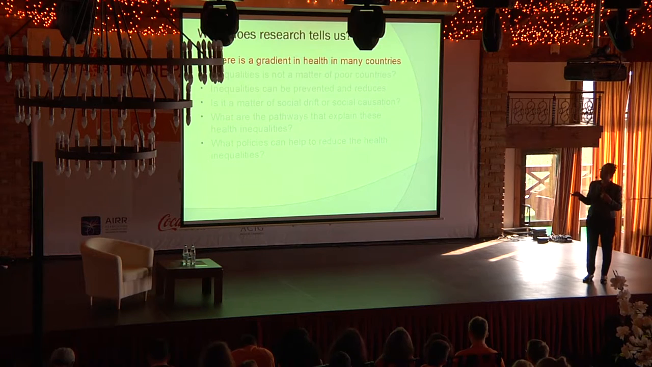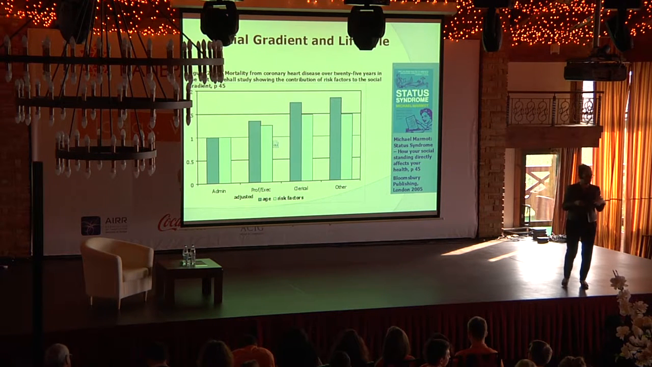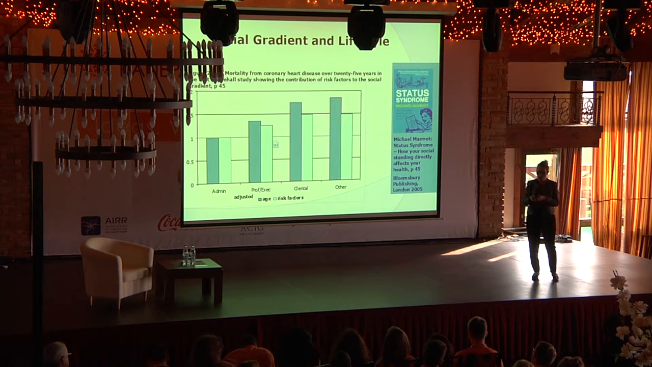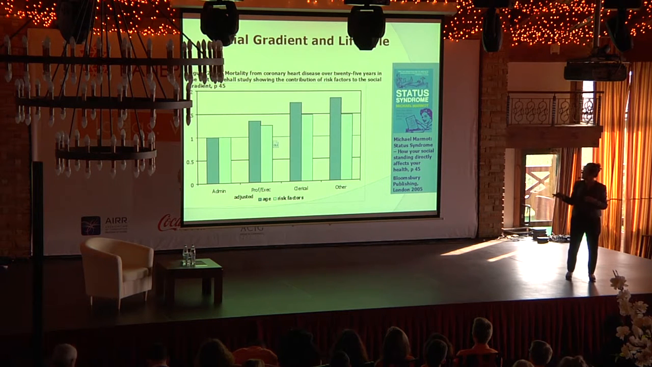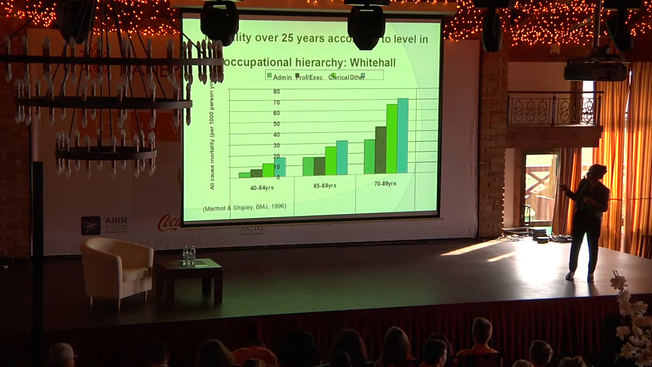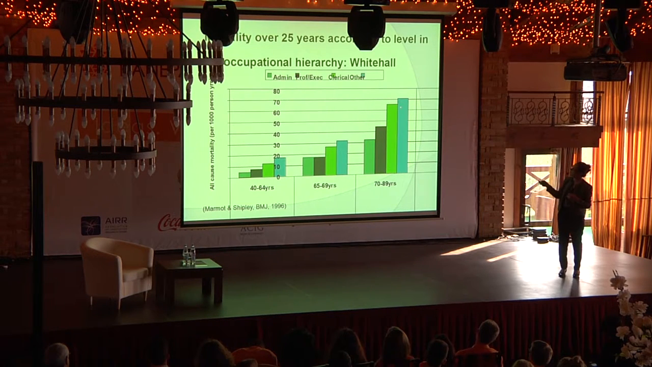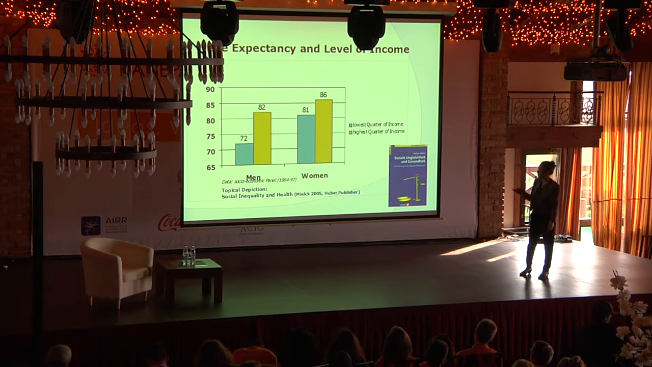Regarding health outcomes, we see that there is a gradient in health in all the countries that researchers study. What is this gradient? It is the steps that you see here. The higher the social position you get, the better health you have. This is about coronary heart disease. People who are administrative have lower heart disease, but people with a lower position at work have higher heart disease. The same holds across different age groups: a higher position at work means better health, and a lower position means poorer health.